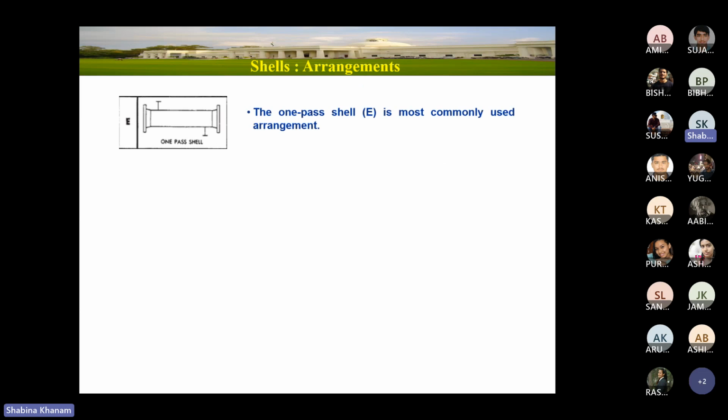Next is the shell arrangement. As I'm having the tube arrangement, triangular pitch, square pitch, in the same line we have shell arrangement. Very simple is type E. So this is one shell pass. E is the most commonly used arrangement. From here we have inlet, from here we have exit, so only once it will pass the shell. I hope you are getting this.